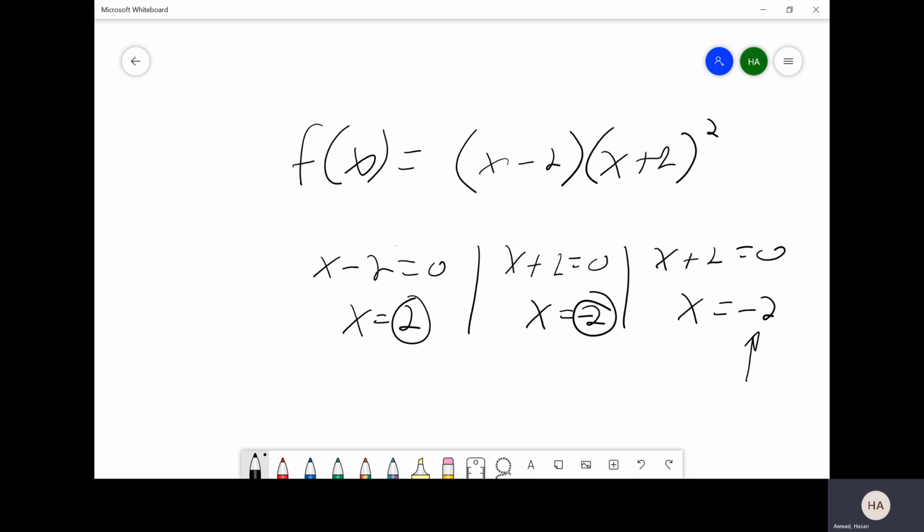Distinct is just another word for unique, okay? So basically, how many different numbers do we have? We have 1 number, 2 numbers, but oh wait, negative 2 is repeated, so we don't count that again. So we have 2 distinct solutions.